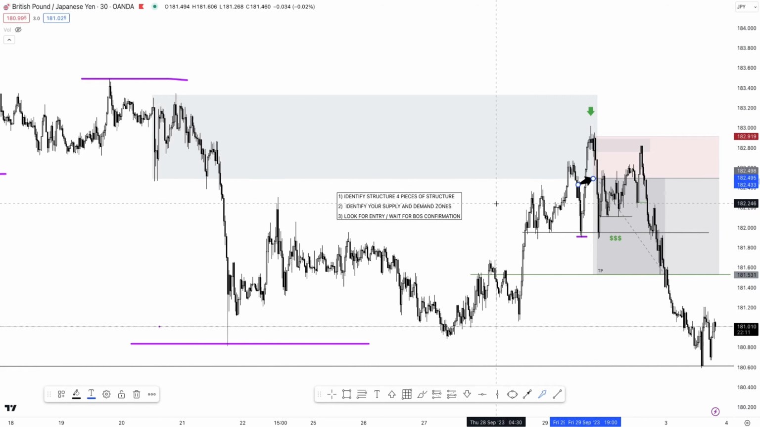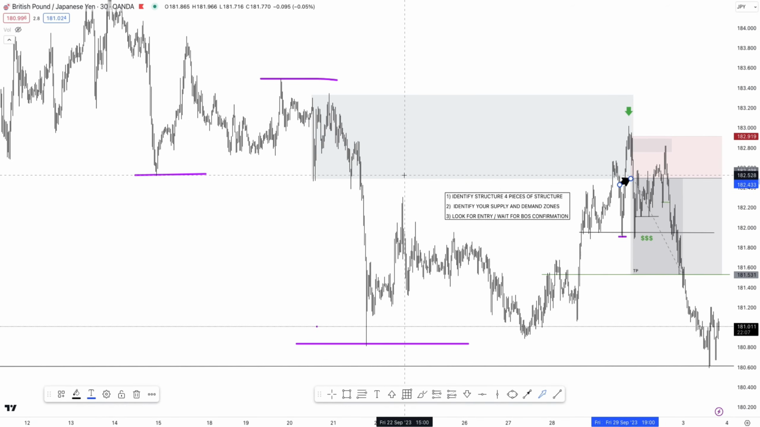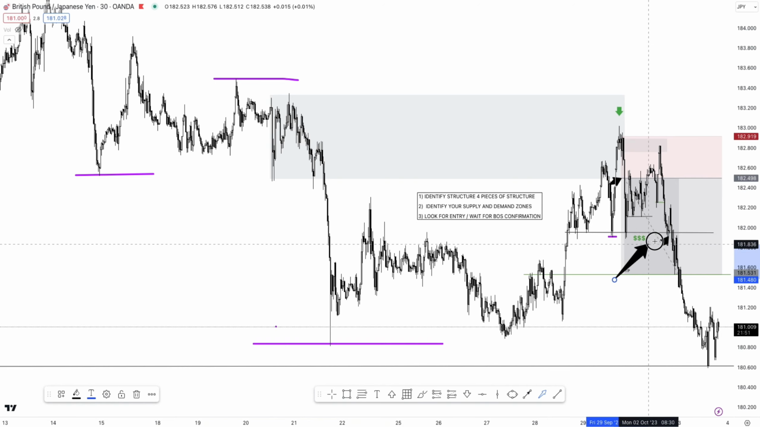Right there. You see where the black arrow is pointing? Okay. So look for your entry. We did that, and then I entered. The reason why I put slash is that this is also a way. You can wait, instead of entering where I did, until price breaks that liquidity. So you can either enter off the zone or you can wait for a break of structure.